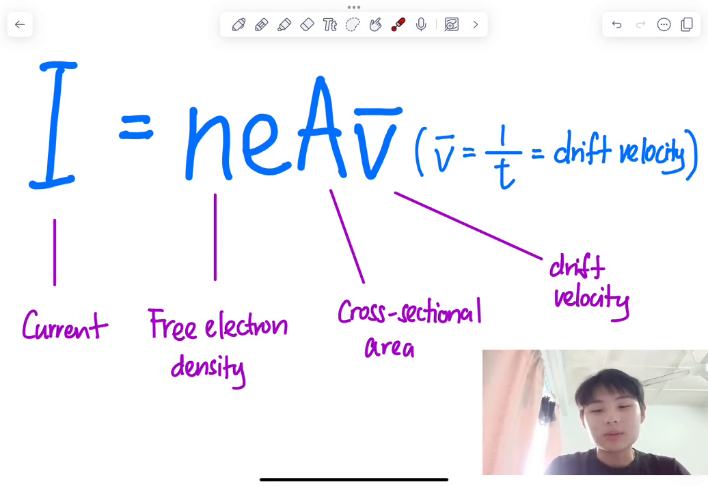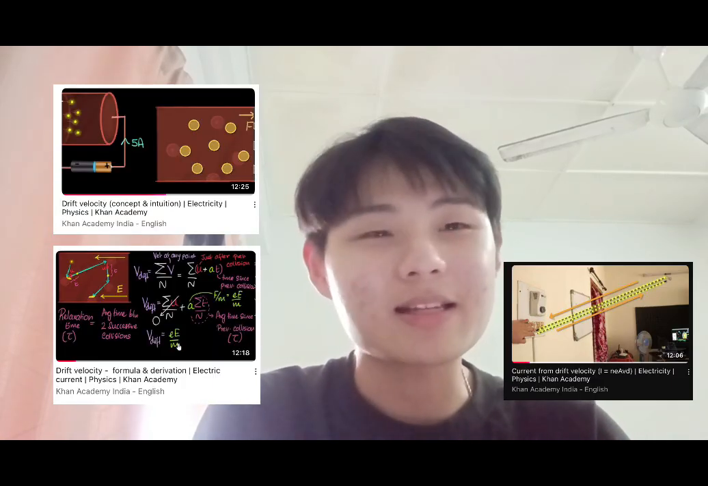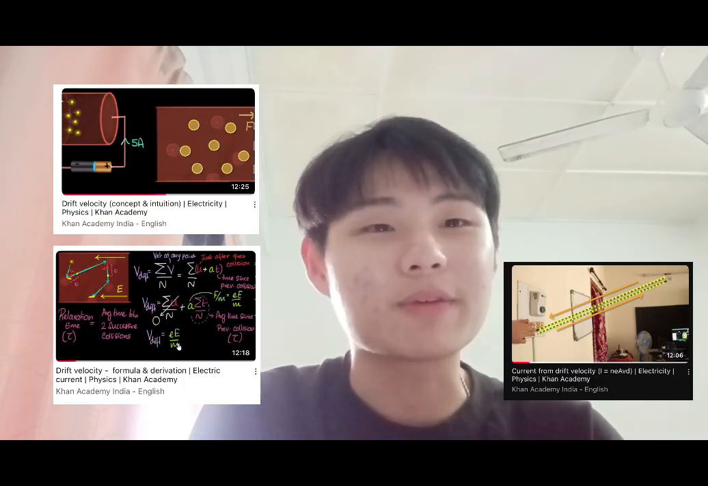Let's move on to the formula of drift velocity. I represents the current, and n represents the free electron density. e means the electron charge, and A is the cross-sectional area of the wire conductor. Then v simply means the drift velocity. For more explanation about the derivation, I would recommend Khan Academy's videos that explain drift velocity.